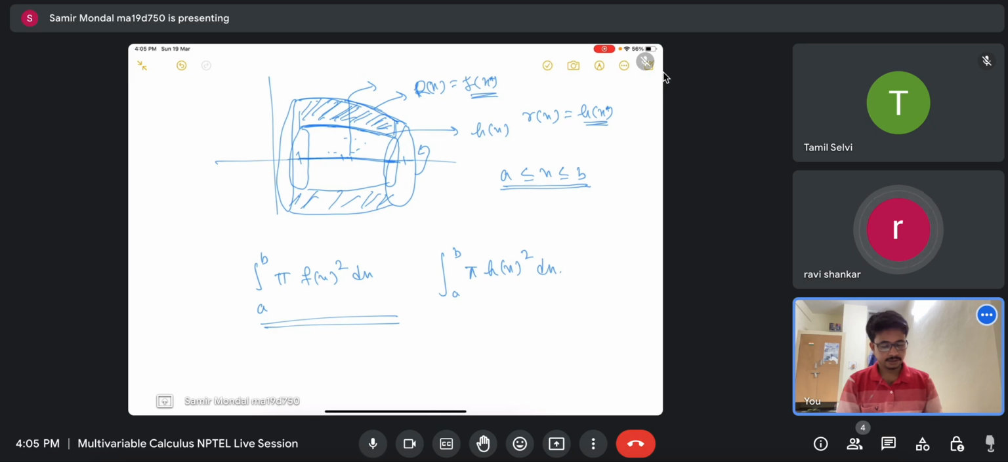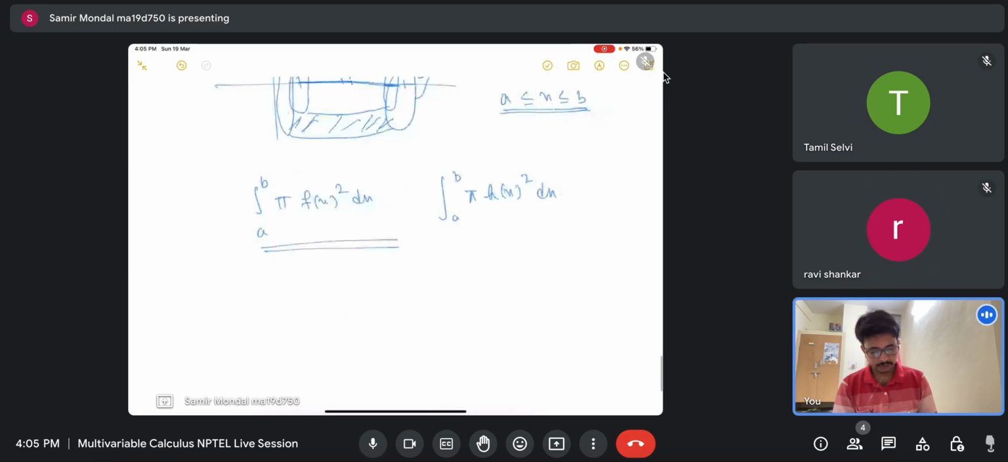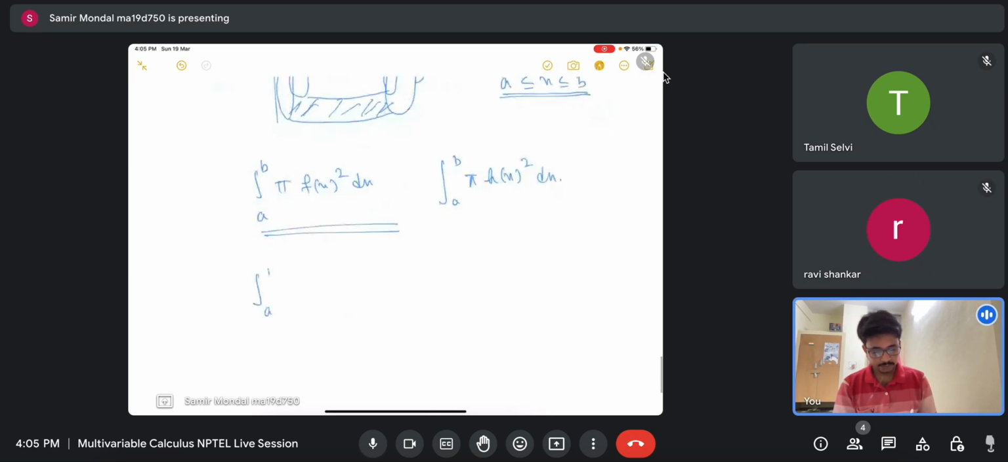And we'll subtract both the two. Then what will we get? Integral from A to B of pi into f of x square minus h of x square into dx. Is it fine? Yes, sir. Yeah. So now we are going for one example.